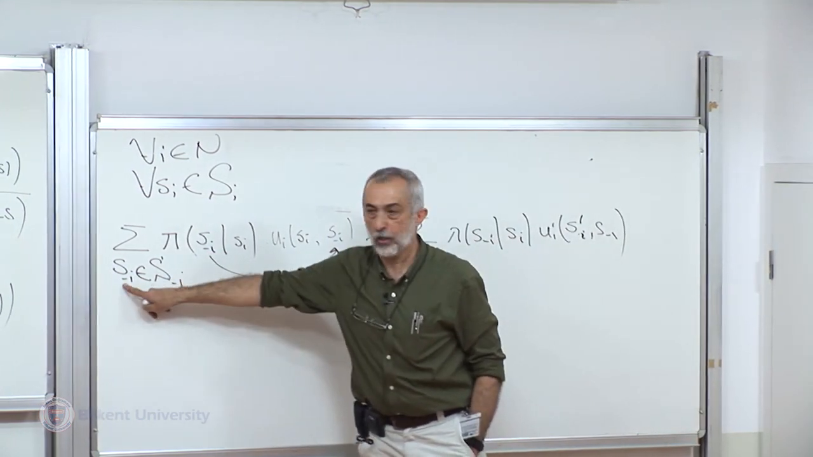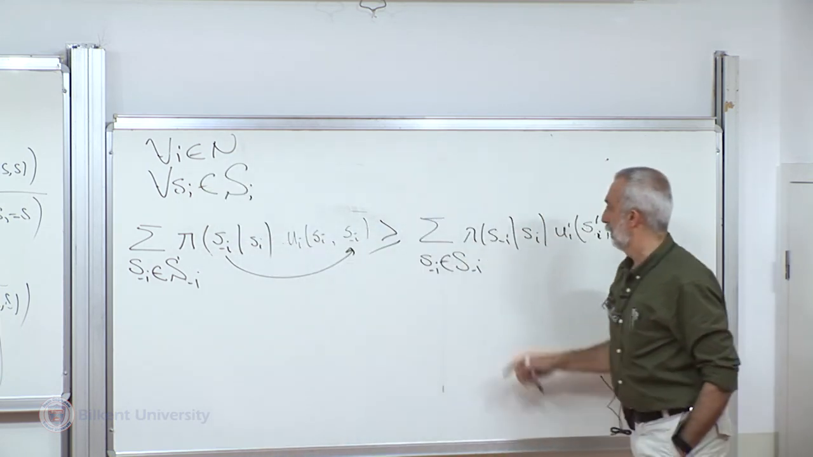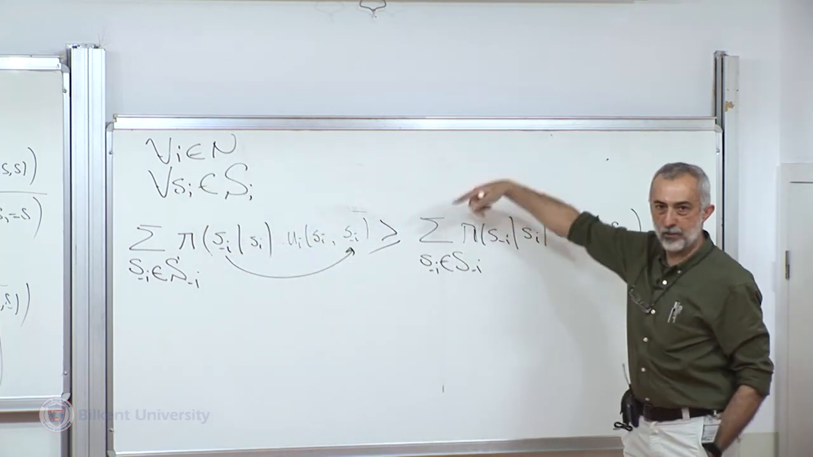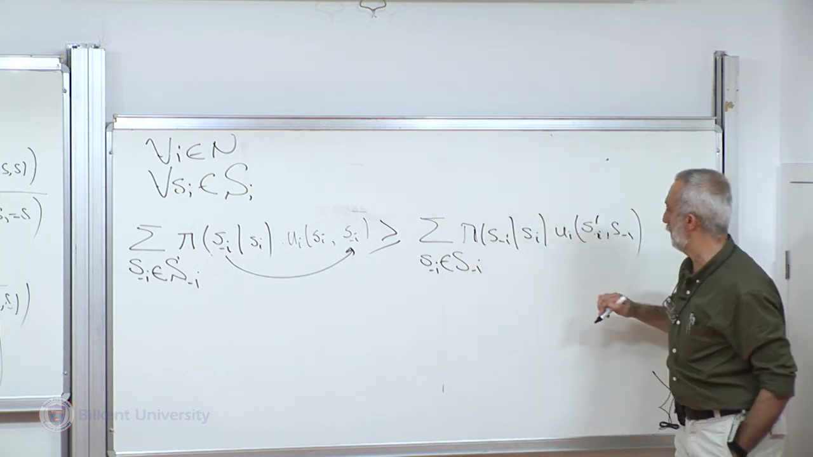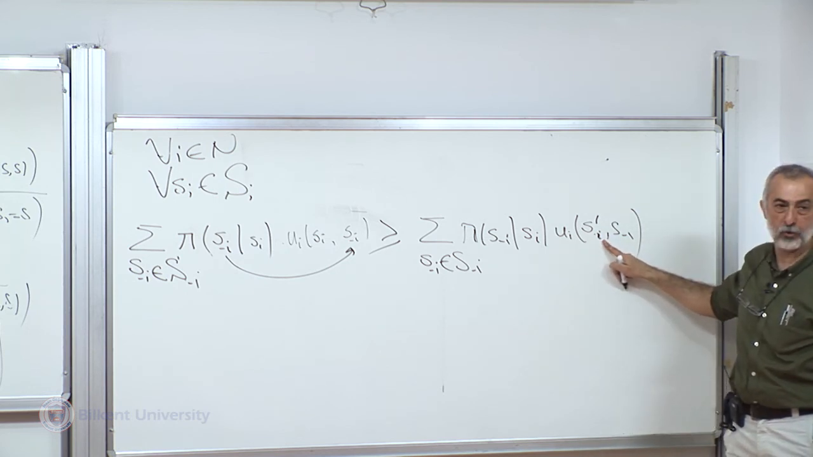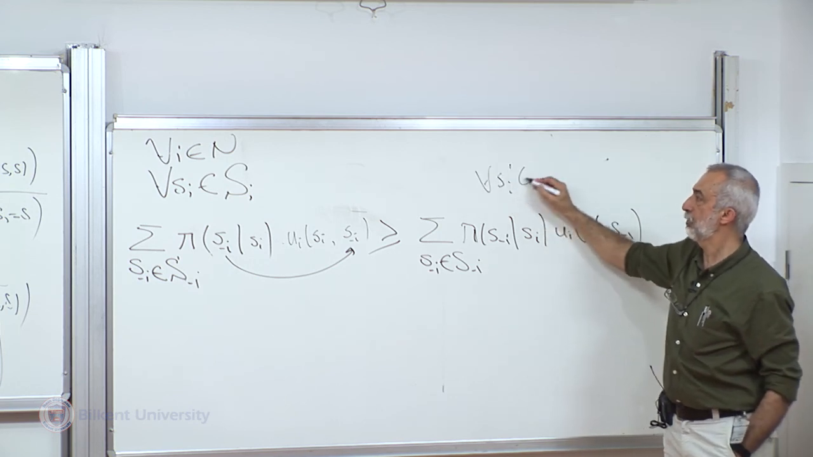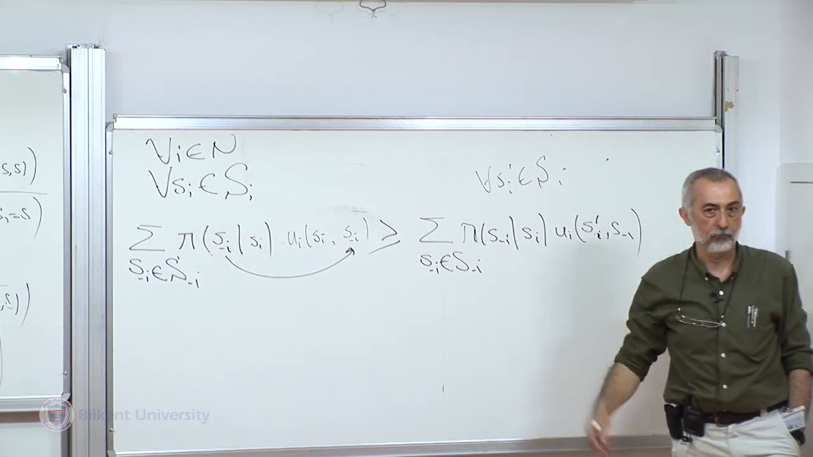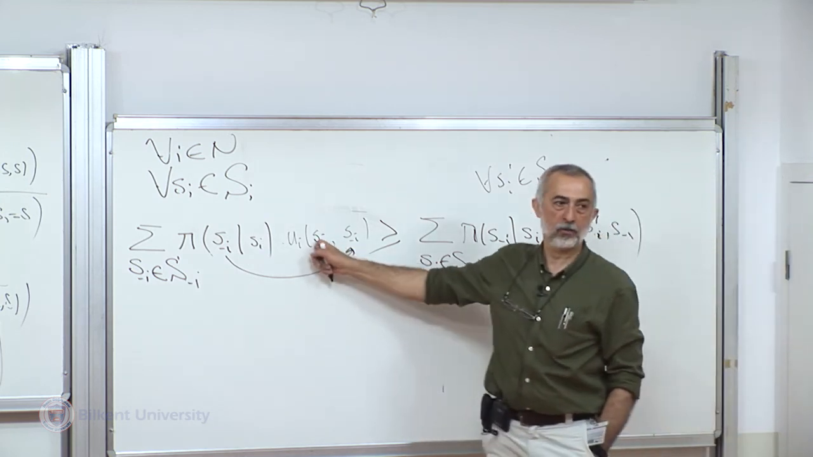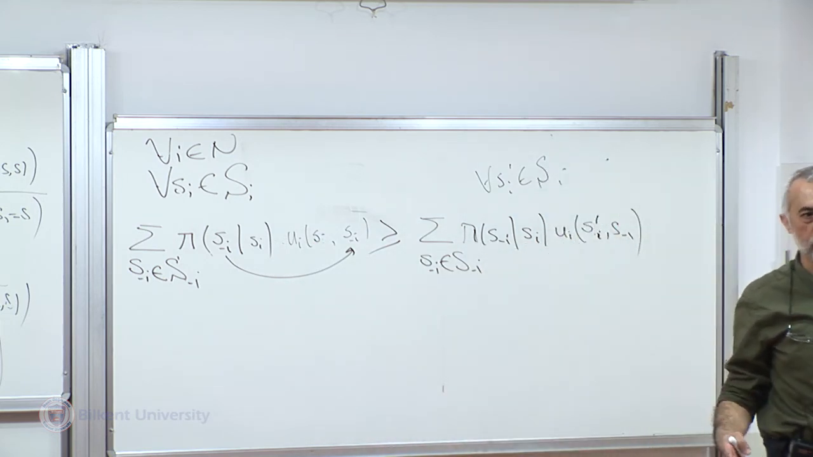S minus I is accounted for. SI is accounted for. I is accounted for. Pi is given. We're going to write that. But SI prime is not accounted for. So what do we also need? For any SI prime in SI, for every possible deviation, his expected payoff should be not more than the expected payoff he gets by following the recommendation. So far, so good?